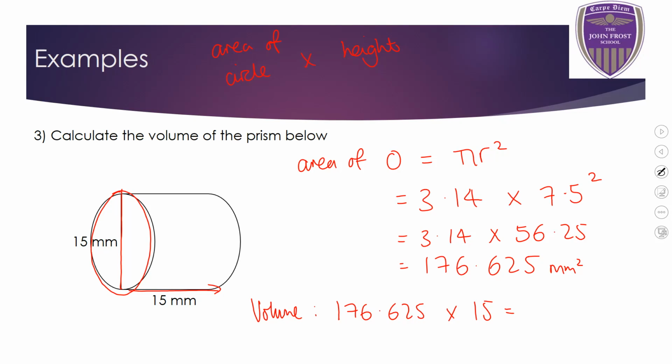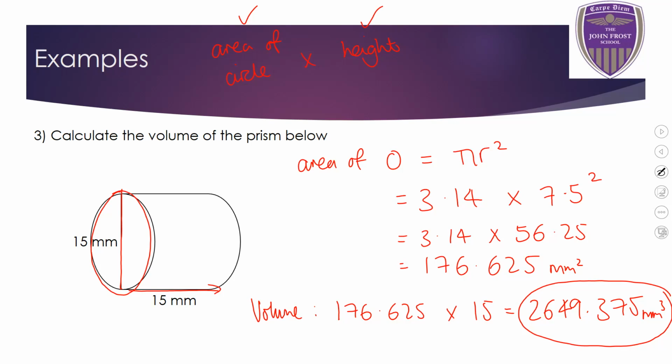And again, if you want to challenge yourself, do it without your calculator. So that is 2649.375. This time the units are millimeters. So the final answer for the volume, millimeters cubed. All right, we've done both of those things.